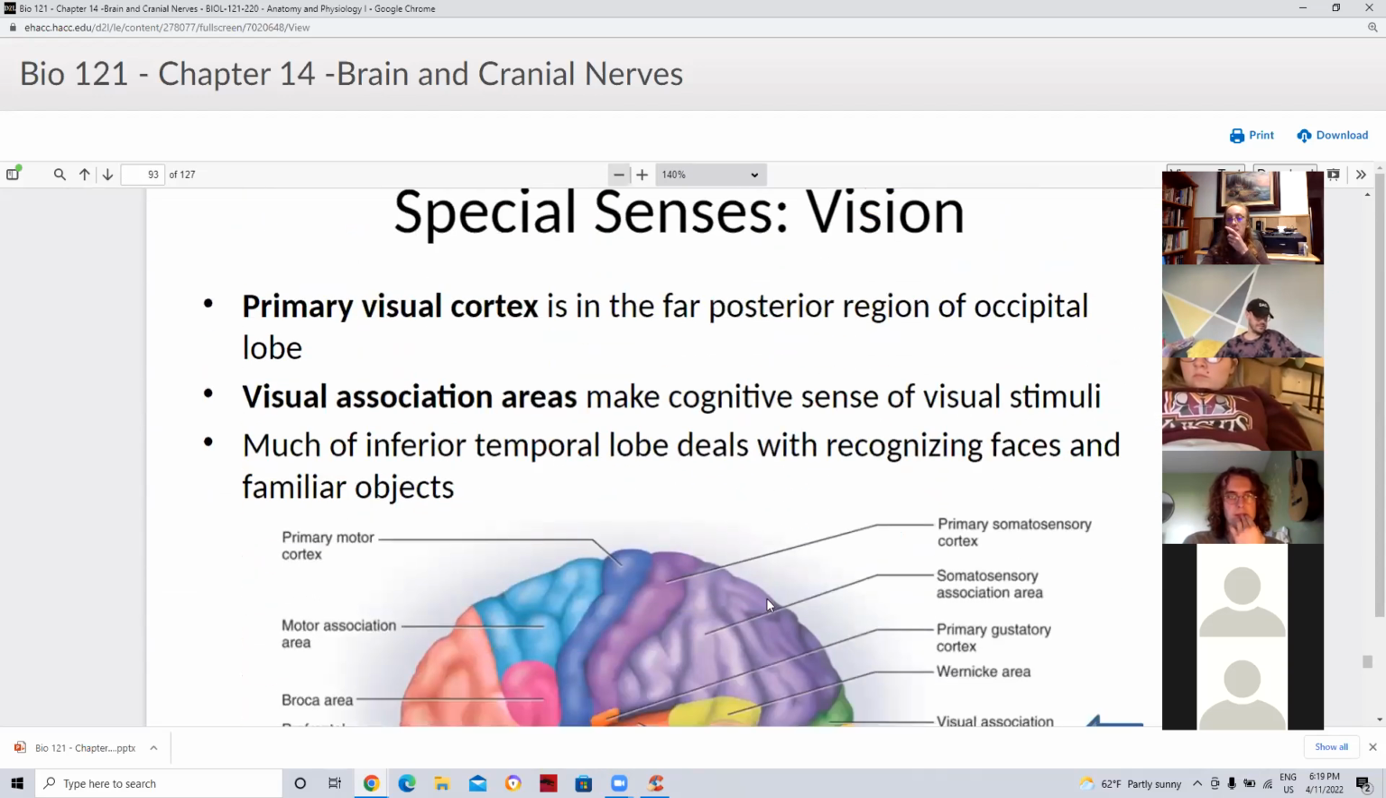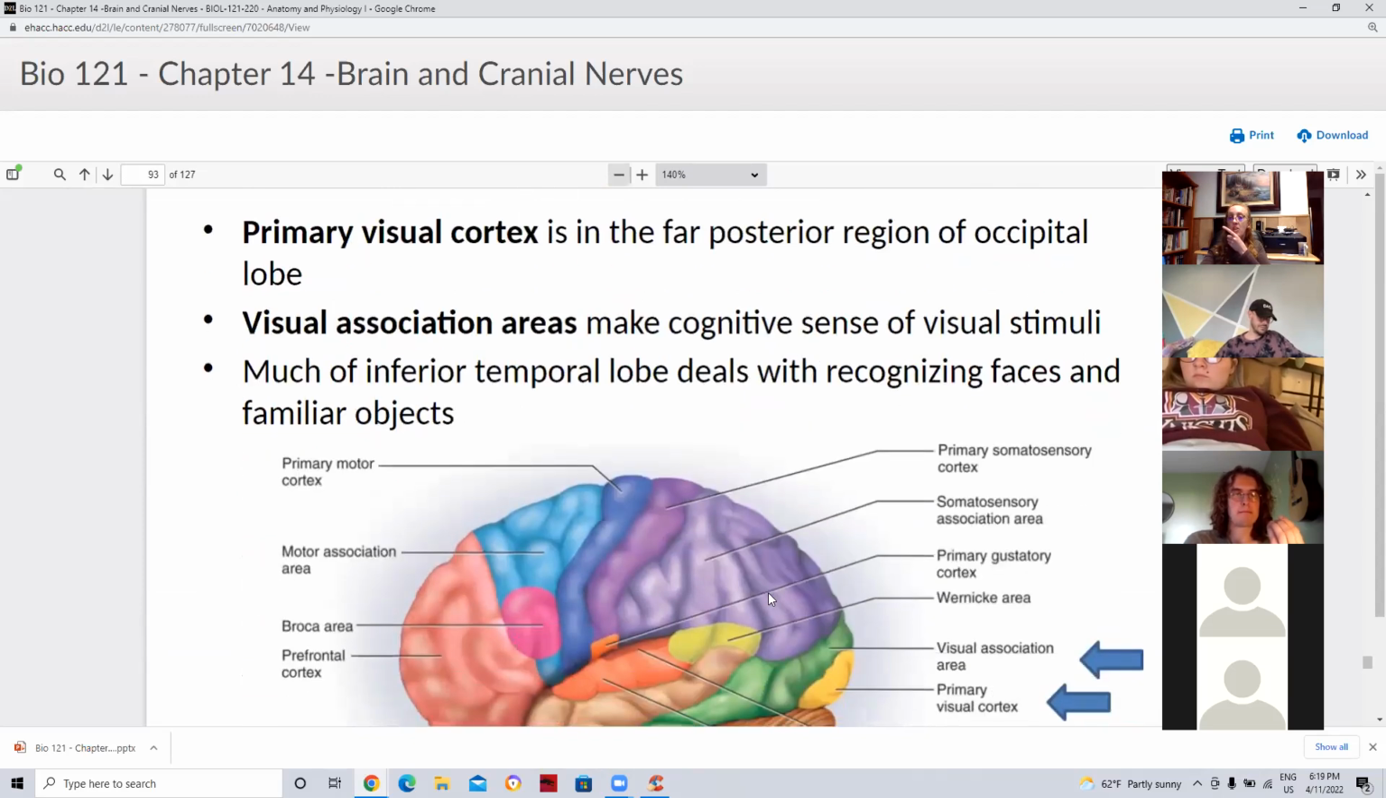Primary visual cortex is in the occipital lobe, the far posterior region of the occipital lobe. The visual association area makes cognitive sense of what you're seeing. Much of the inferior temporal lobe deals with recognizing faces and familiar objects.